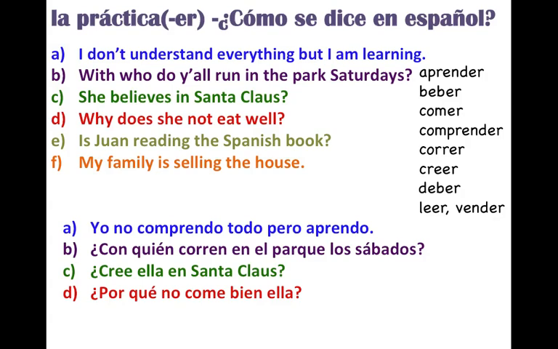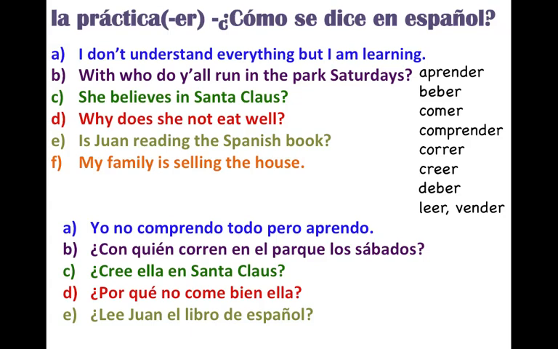Letra A. Is Juan reading the Spanish book? Remember, in English the do or does is built in to the translation, so you're just saying Juan reads the Spanish book. ¿Lee Juan el libro de español?